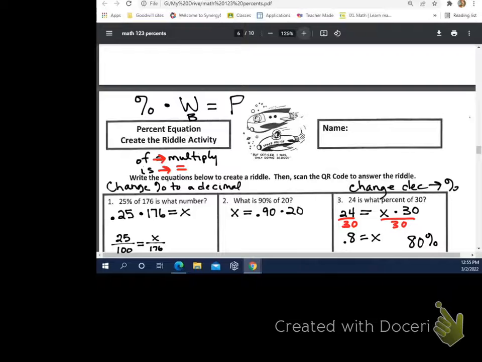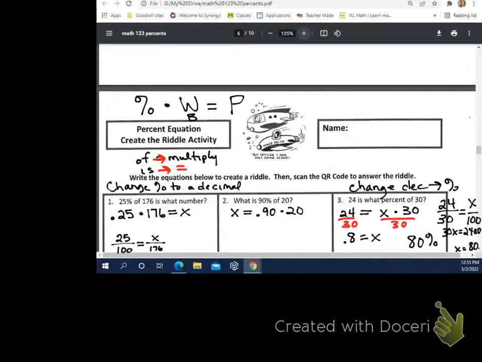Okay? So for the proportion, we would have done 24 on top, 30 on bottom because it's after "of." We don't know the percent over 100. Then I have 30x is equal to 2,400. And when we divide, we have 80. Right? So we don't have to worry about moving decimals.